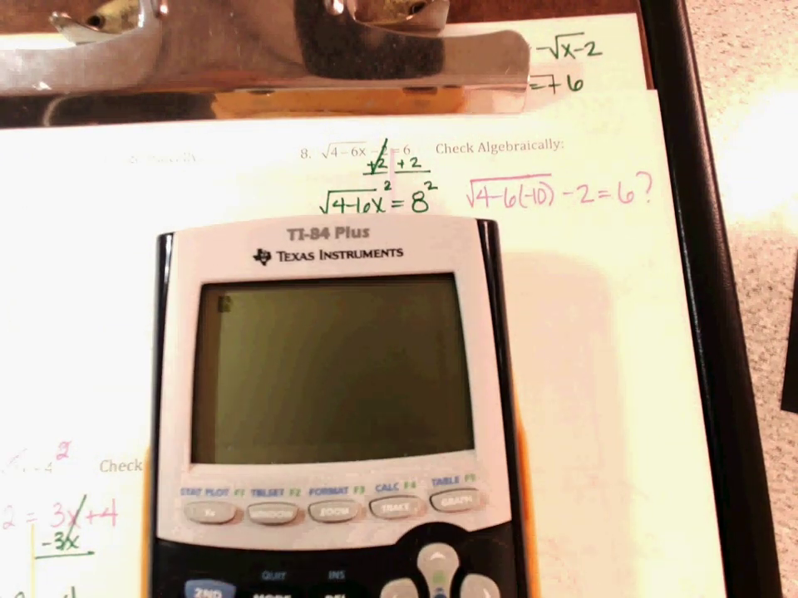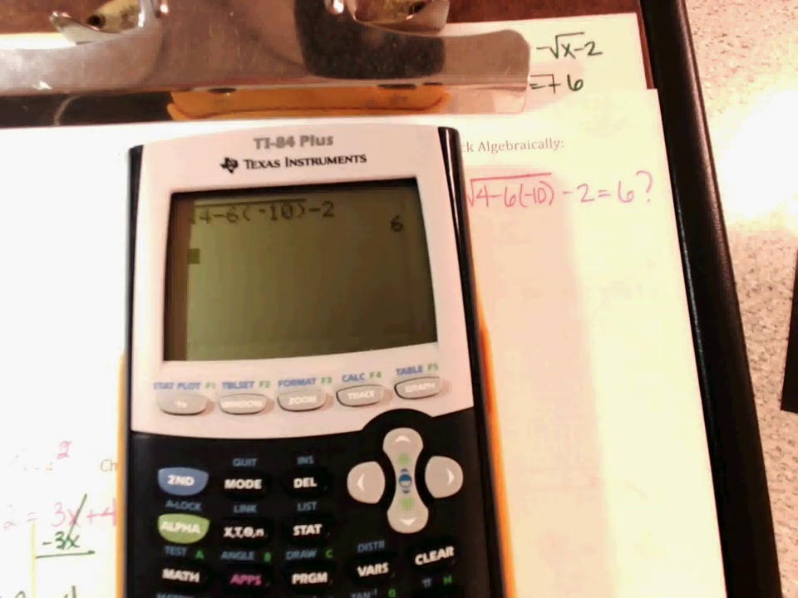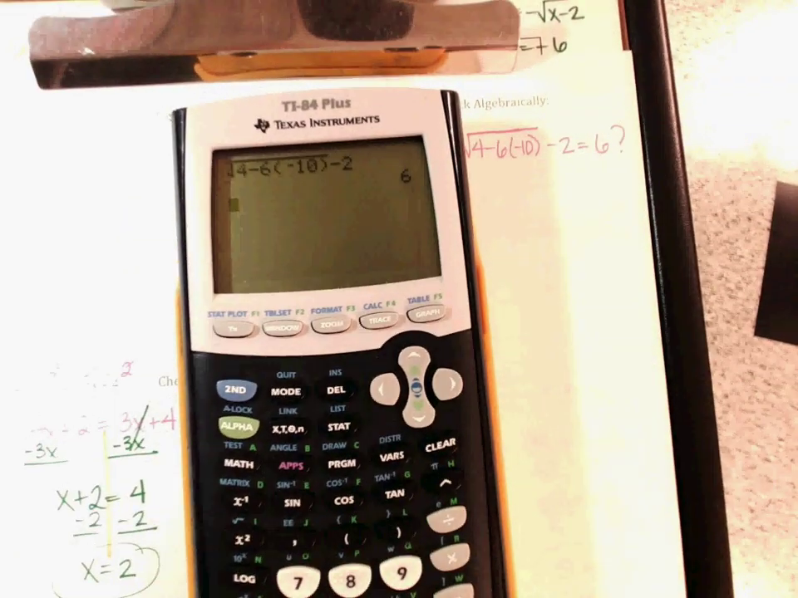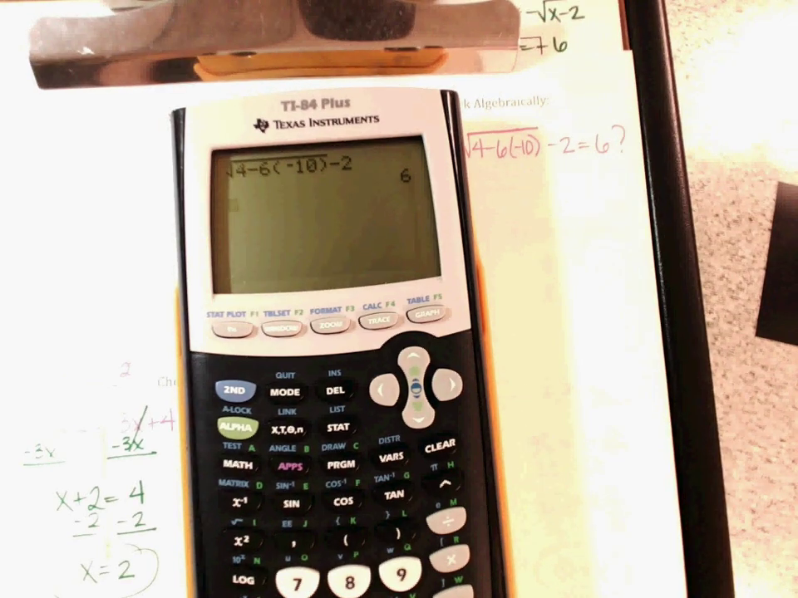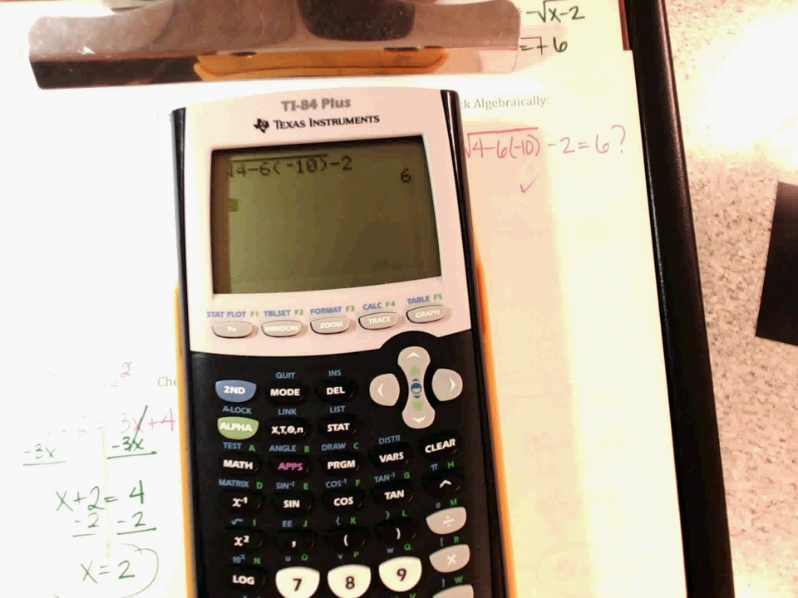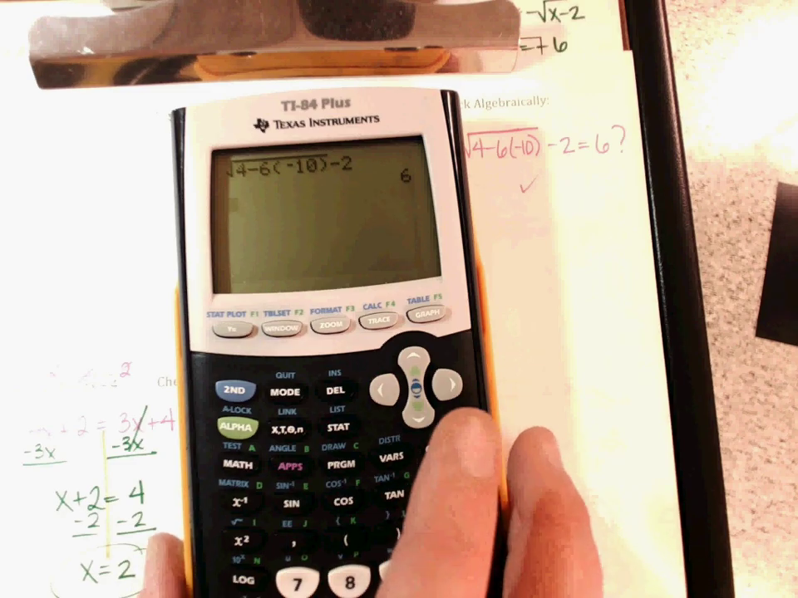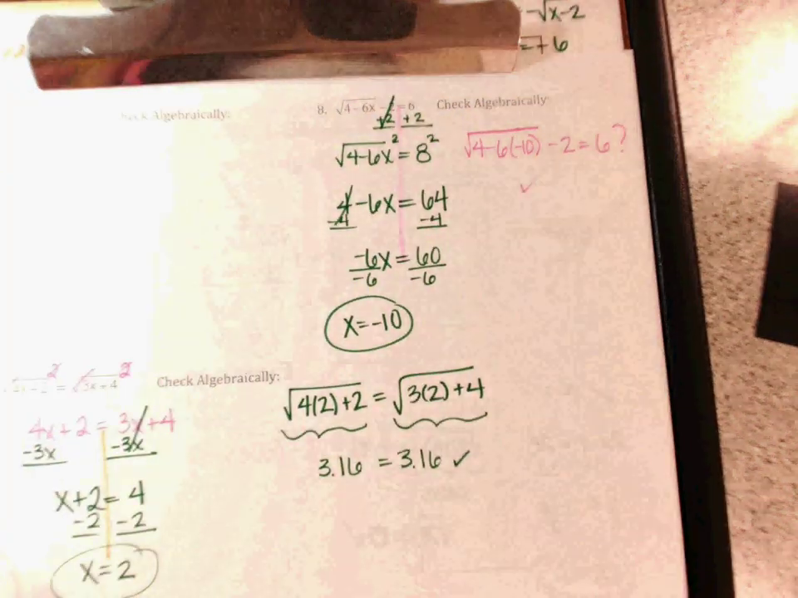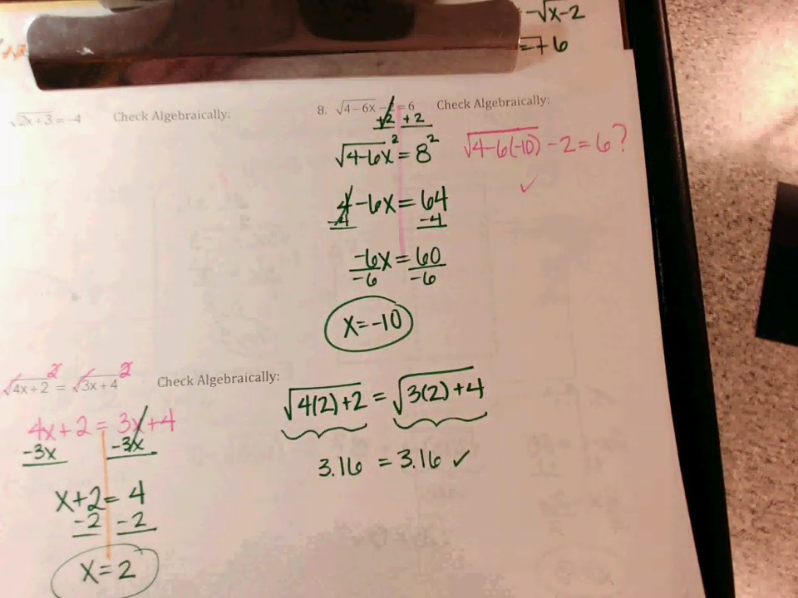So it'd be square root of 4 minus 6 times negative 10 in the parentheses, then go outside, minus 2. Okay, and it does give me 6, so I know that was not an extraneous solution. That one is good. So you do have to be careful about it. It's not like every negative is extraneous. It depends.